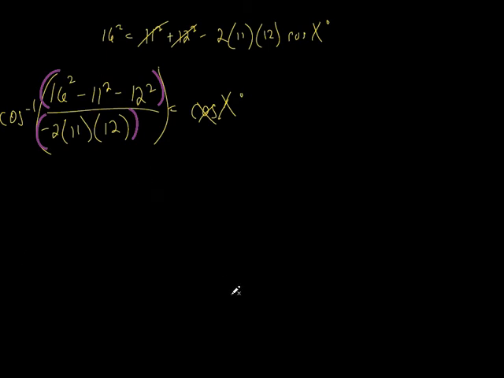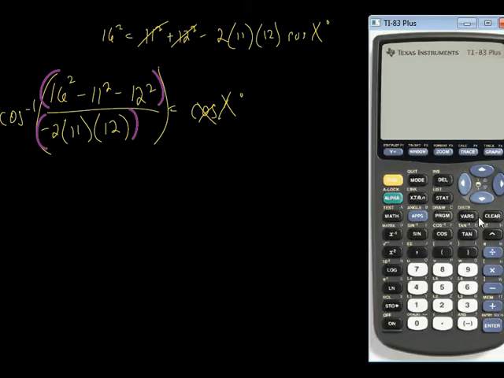So where were we? Calculator, right? So let's put it in here. So I'm going to put, I have that first parentheses, and I'm going to go 16 squared minus 11 squared minus 12 squared. Close that parentheses, hit divide, make another parentheses. Now I'm going to put all the bottom stuff. Negative 2 times 11 times 12. Close that parentheses, hit equals, and then I got this number right here.